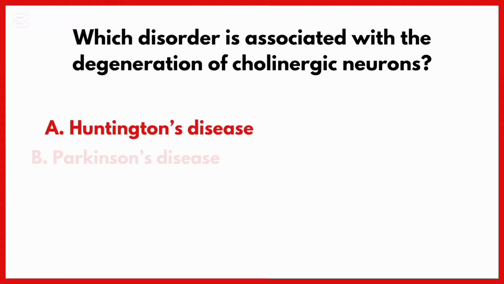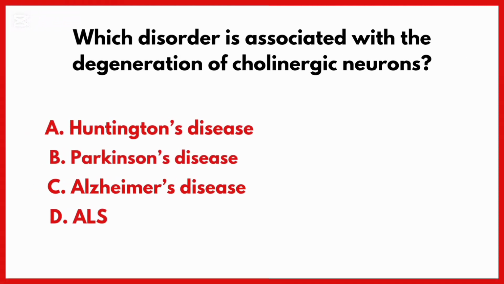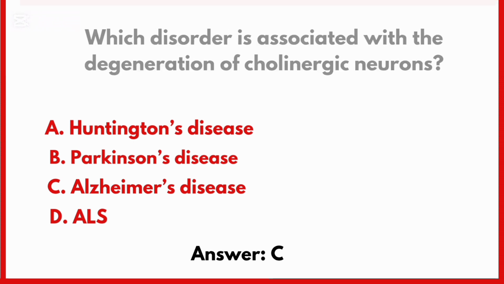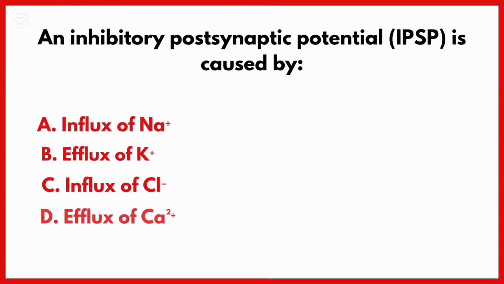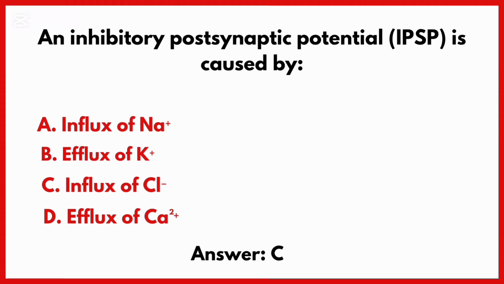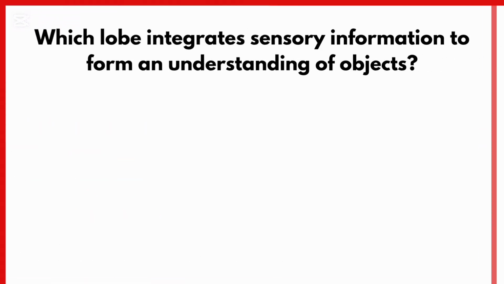Which disorder is associated with the degeneration of cholinergic neurons? Correct answer is option C, Alzheimer's disease. An inhibitory postsynaptic potential is caused by. Correct answer is option C, influx of chloride.